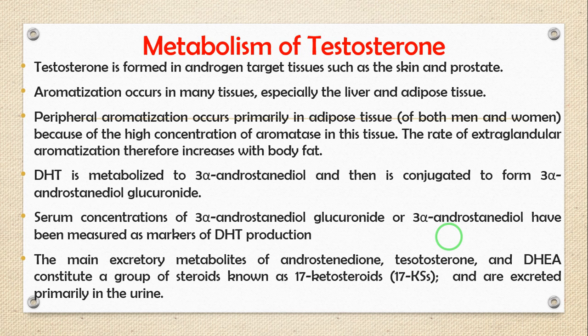Later on, these can all be converted to certain steroids called 17-keto steroids and excreted in the urine. All these are converted later to a group of steroids called 17-keto steroids, and the body gets rid of them by excretion in the urine.